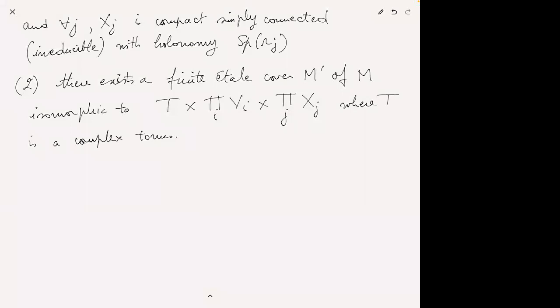Okay, so this gives you a complete description of compact Kähler Ricci flat manifolds, right? So you can also see what the possibilities are for the holonomy groups of such a manifold, because you know the holonomy groups of these factors. You know that T has holonomy group zero, and then the V_i's have holonomy group SU(m_i), and the X_j's have Sp(r_j). Okay. So this is our description of these manifolds. And so for the rest of these lectures, I'm going to concentrate on these hyperkähler manifolds, which are the ones with holonomy Sp(r) for some r.